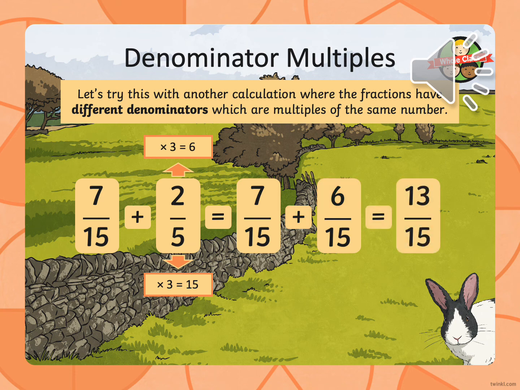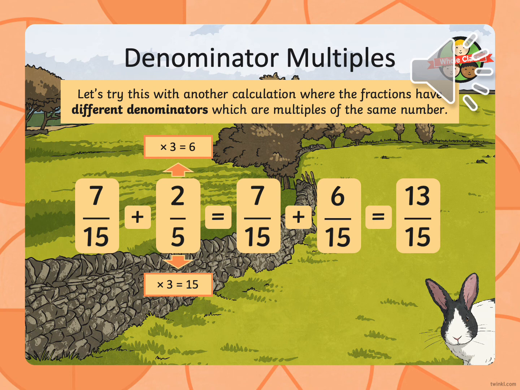So let's have a look at another one. So again, we're going to do 7 fifteenths plus 2 fifths. So I can see that my denominators are different, but what I do know is that 5 and 15 are multiples of the same number. What do I need to do to my 5 to turn that so it's the same denominator as 15? I know I need to multiply it by 3. So 5 times 3 equals 15.